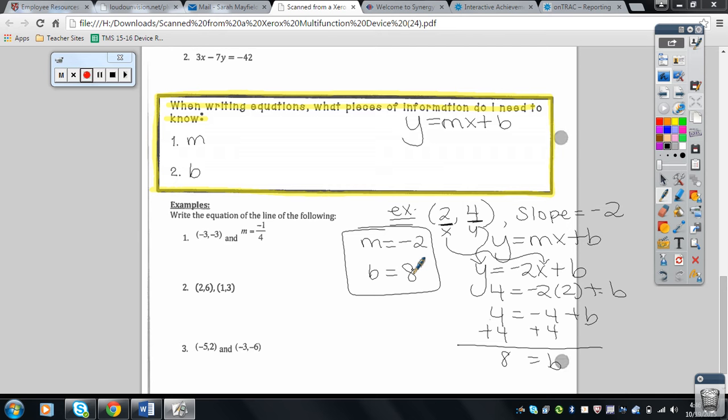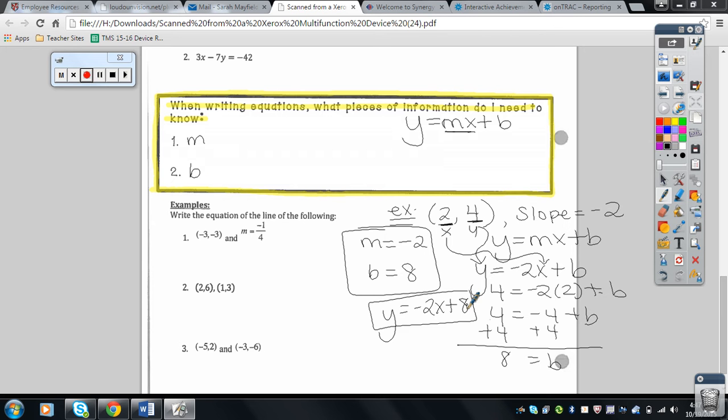Now, because I have found M and I found B, I'm done. I just have to write my equation. y equals -2x plus 8. Why is -2 next to x? Because -2 is my slope, and my slope is always attached to x, and B is always alone. Okay? So now let's jump down over here to number 2.